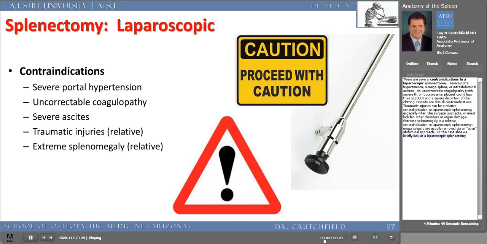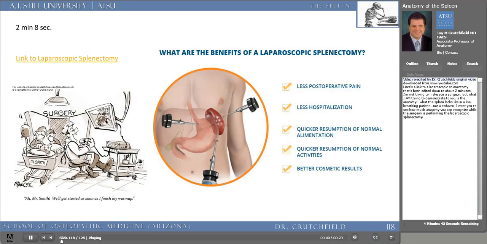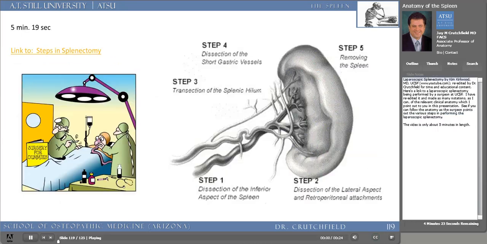In the next slide, we briefly look at a laparoscopic splenectomy. Here's a link to a laparoscopic splenectomy, which I've edited down to about 2 minutes. I'm not trying to make you a surgeon, but what I am trying to show you is the anatomy as it actually looks like in a real breathing patient, not a cadaver. I want you to see how much anatomy you can recognize when the surgeon is performing the laparoscopic splenectomy.